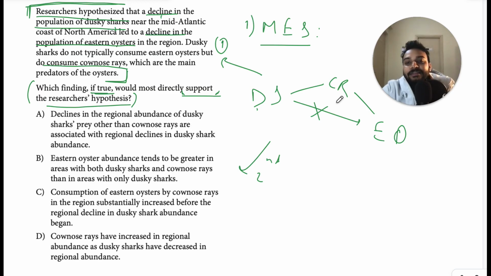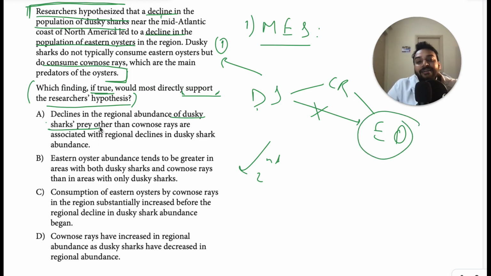Option A: declines in the regional abundance of dusky sharks' prey other than cow-nose rays are associated with regional declines in dusky shark abundance. Basically here they played a game. Dusky sharks' prey other than cow-nose rays. That means they're trying to say that the eastern oysters are also dusky sharks' prey other than the cow-nose rays. But that's factually wrong, because dusky sharks do not typically consume eastern oysters. That's what is written. So this goes wrong.